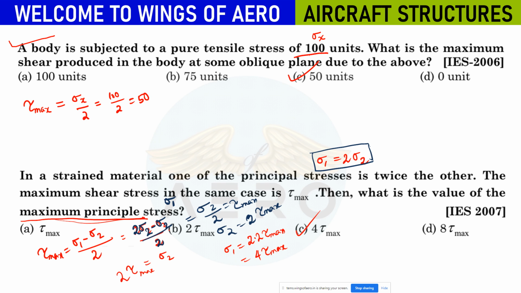But here they ask for the maximum principal stress. That means maximum means what? Sigma 1. Okay? Yes, mom. So sigma 1, if I want to find, is 2 sigma 2. So 2 into sigma 2 is 2 into 2 tau max, which will be 4 tau max. Got it? Yes, mom. Right.